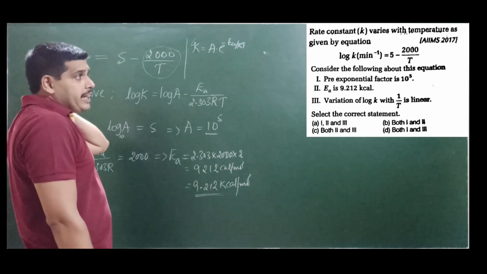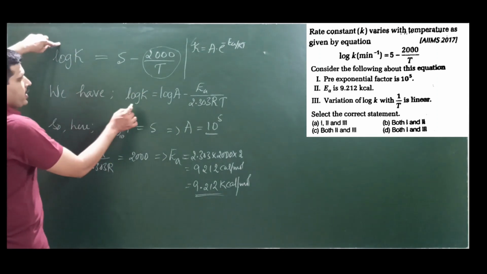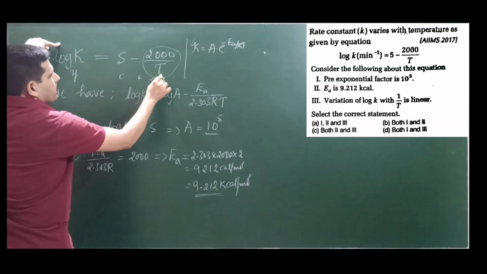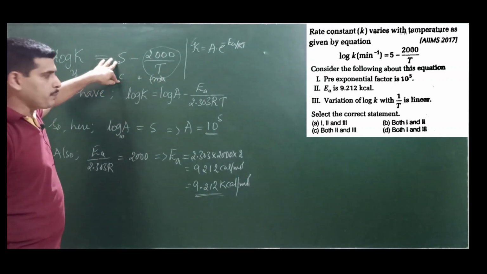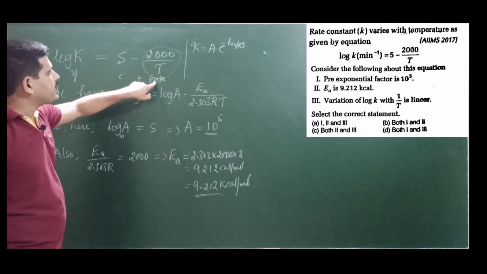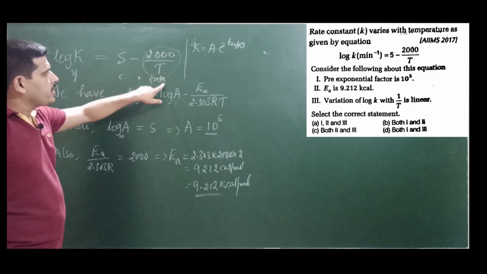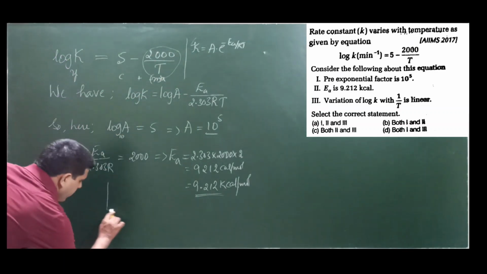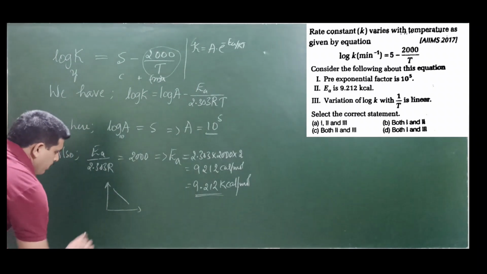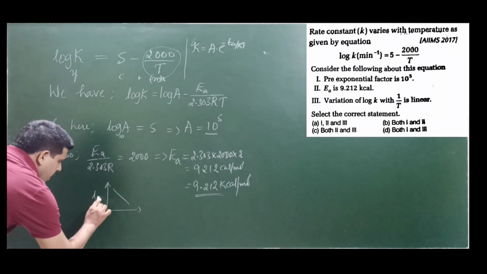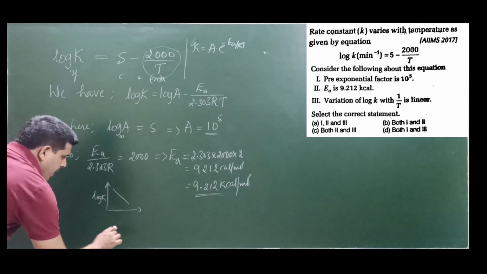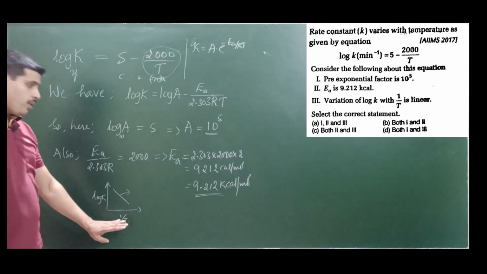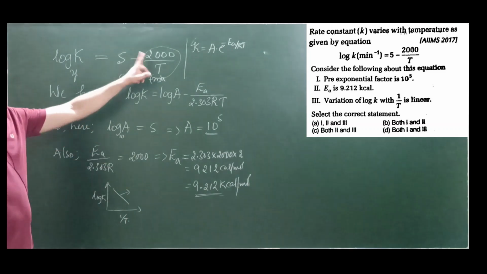The third one is about the linearity. I have an equation here in the form of y is equal to m into x plus c. Here the intercept c is log A. What about the slope m? It is minus 2000. Then x is 1 by T. So when you plot log K against 1 by T, you're supposed to get a straight line of this type, as we have seen in theory. It will be a downward straight line, with log K on one axis and 1 by T on the other. The slope is minus 2000. So it is possible to get a linear graph with this particular expression.